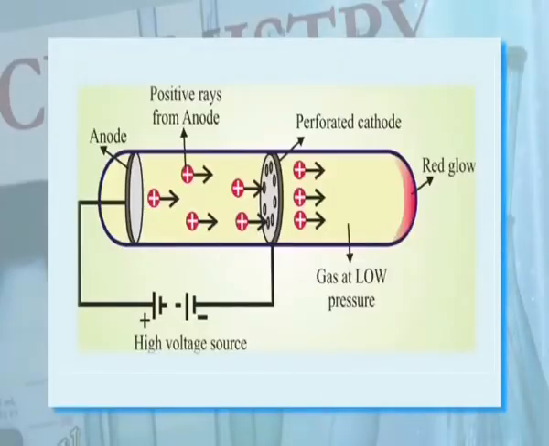Discovery of proton. Goldstein performed an experiment using a discharge tube similar to cathode ray tube. Here a perforated cathode was used and was fixed in the middle of the discharge tube. On applying a high voltage, a faint red glow was observed behind the perforated cathode. This is the arrangement shown in this figure. The glow was due to anode rays, which are a stream of positively charged particles originating at the anode and moving towards cathode. The glow is produced when these particles strike the glass tube behind the cathode.